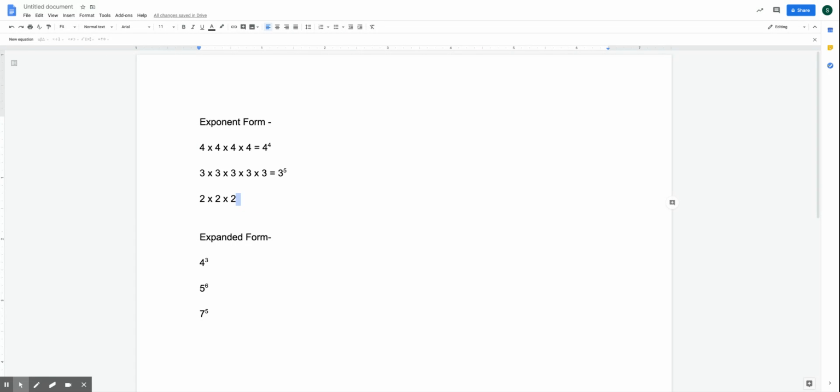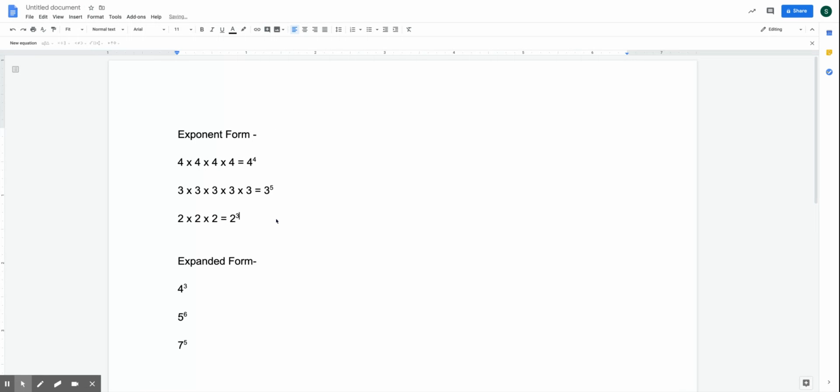Looking at the one below it, we have 2 times 2 times 2. So our base number that we're multiplying is 2, and we're multiplying it by itself 3 times. So our exponent here will be 3.